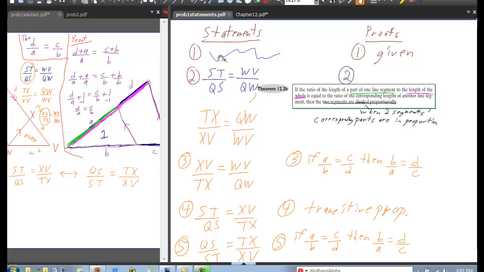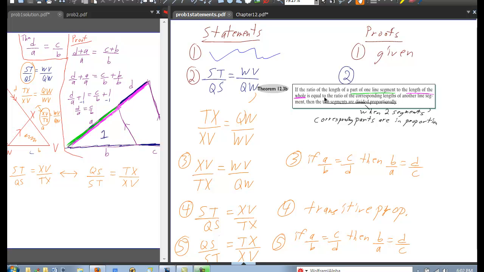Hey, so here's the statement and reasons for what we just did. The very first thing you would do is write the givens, and then you write "given." But the second thing, when I wrote down that you had this funky thing where you could put D over A is equal to C over B, well, how would you word that?